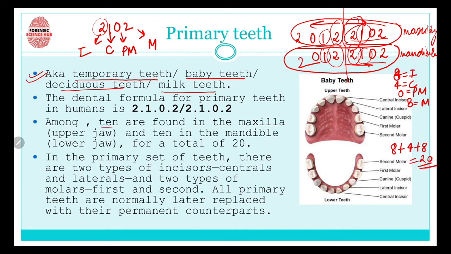Among these, 10, talking just about one jaw, are in the maxilla, that is the upper jaw, and the rest 10 are found in the mandible, that is the lower jaw, making a total of 20 teeth. In the primary set of teeth, there are two types of incisors, central incisors and lateral incisors, and two types of molars, first molar and second molar. All primary teeth are normally later replaced by their permanent counterparts. I hope you understood everything about the primary teeth.